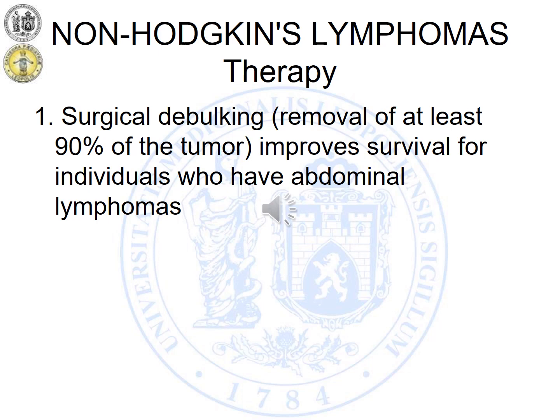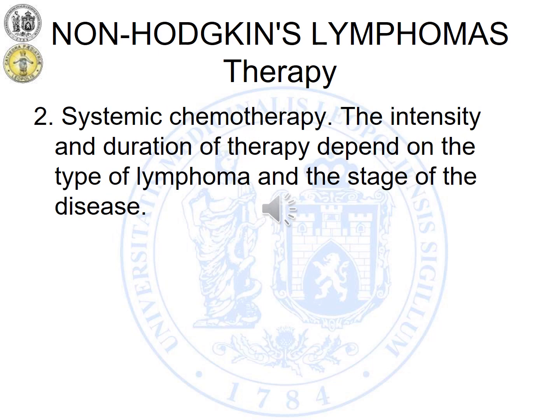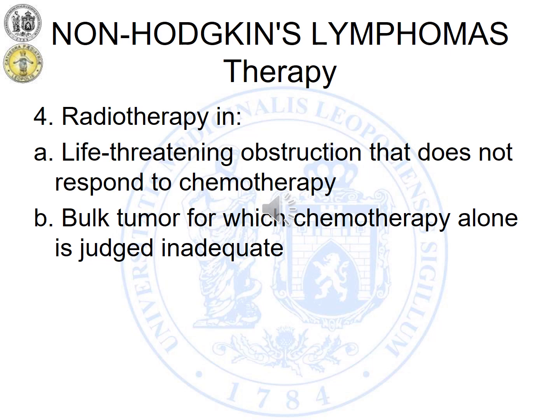Therapy. First of all, there should be extensive surgical debulking, removal of at least 90% of the tumor. It improves survival for individuals who have abdominal lymphomas. Next, systemic chemotherapy is needed in all cases to shrink the local tumor and to prevent dissemination to the bone marrow and to a leukemic phase. The intensity and duration of therapy depend on the type of lymphoma and the stage of the disease. Radiotherapy is indicated in treatment sites where there is life-threatening obstruction that doesn't respond to chemotherapy, and for bulk tumor for which chemotherapy alone is judged inadequate.